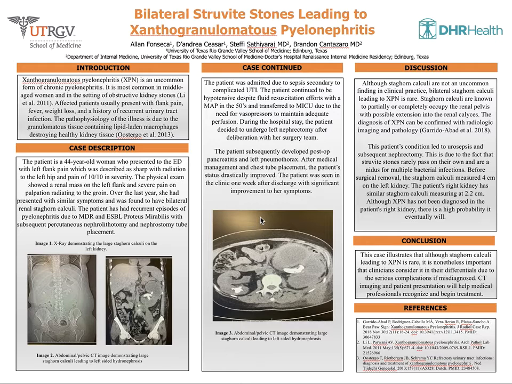The diagnosis of XPN can be confirmed with radiological imaging and pathology. This patient's condition led to urosepsis and subsequent nephrectomy. This is due to the fact that struvite stones rarely pass on their own and are nidus for multiple bacterial infections. Before surgical removal, the staghorn calculi on the left measured 4 centimeters and on the right 2.2 centimeters. Although XPN has not been diagnosed in the patient's right kidney, there's a high probability it eventually will.